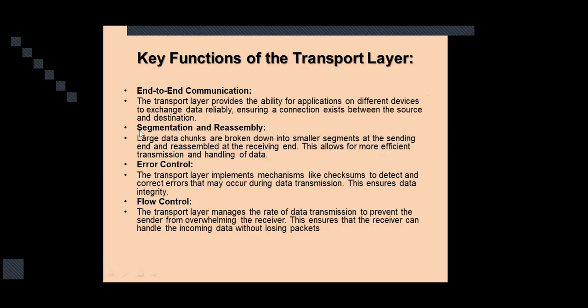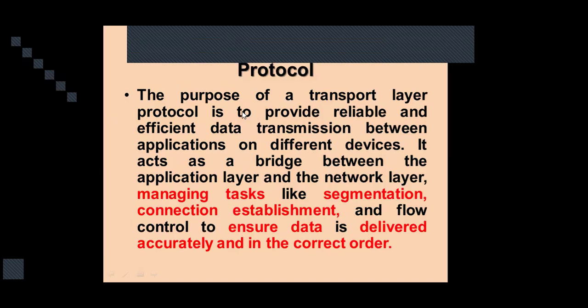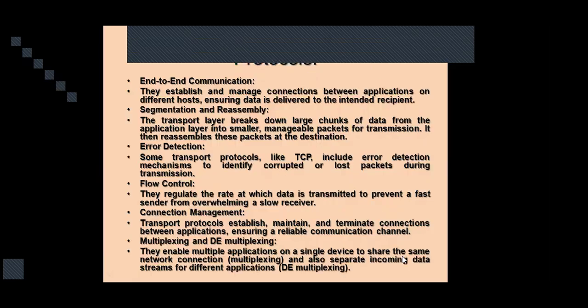Key functions: end-to-end communication, segmentation and reassembly, error control, flow control. The purpose of this protocol is to provide reliable, effective data transmission between applications, managing tasks like segmentation and connection establishment, and ensuring data is delivered accurately and in correct order. End-to-end communication and segmentation and reassembly were discussed before.